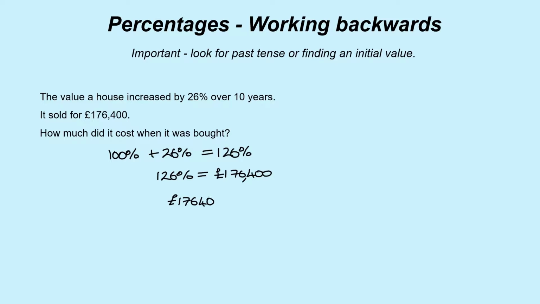So scale it down to 1%. To do that, we divide by whatever this percentage is, so 126, and times that by 100. Whatever answer we get from that will tell us how much the house would have been when it was bought. So again, type into the calculator: 176,400 divided by 126 times 100 gives us 140,000. So the house was worth £140,000 when it was bought.